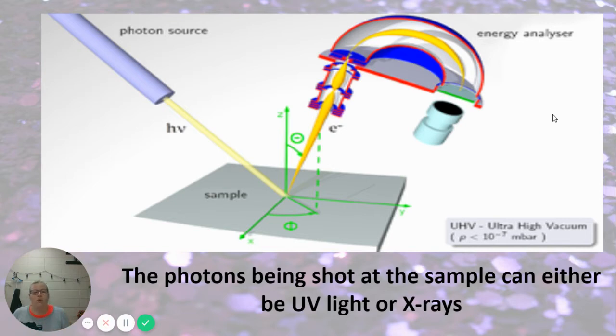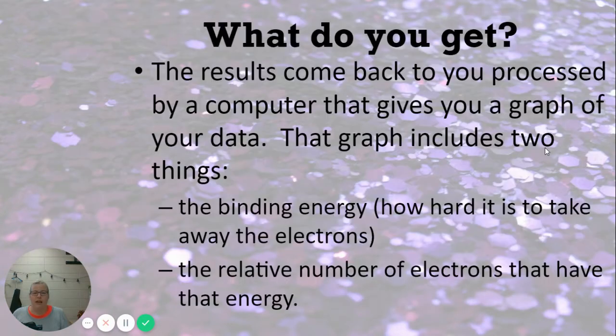The photons being shot at that sample are either going to be ultraviolet light, which you have probably heard of, or X-rays, and both of those are high energy lights. So it does take a lot of energy to rip those electrons off of the element.